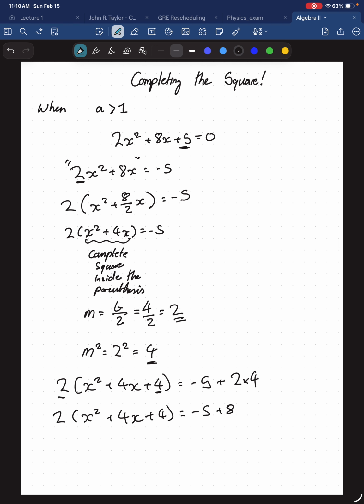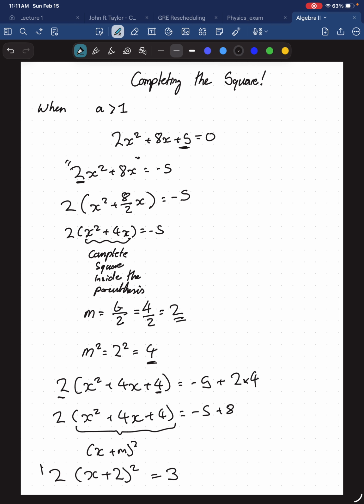All right. So now at this stage, I can replace the inside quadratic that's been created by adding m squared on both sides. I can replace this by x plus m squared. So 2 times x plus, what's my m? My m is 2. It's 2 squared equals, here's minus 5 plus 8. It's going to be equal to 3.